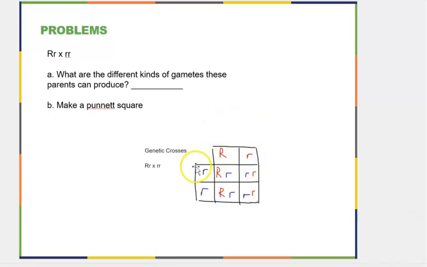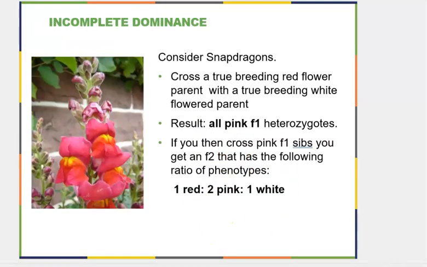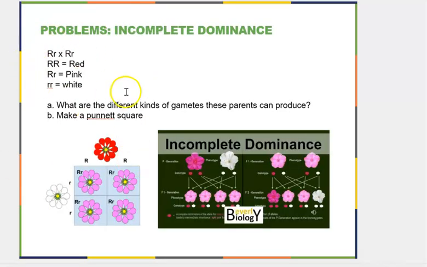Another one, big R, little r. This is just another one for you to look at, right? We got 50, 50. Incomplete dominance. Okay, snapdragons. Sometimes we have one in between. Instead of being red or white, you have red, big R, big R, pink, big R, little r, and white, little r, little r. So sometimes you're going to have to care about this heterozygous. That is called incomplete dominance.